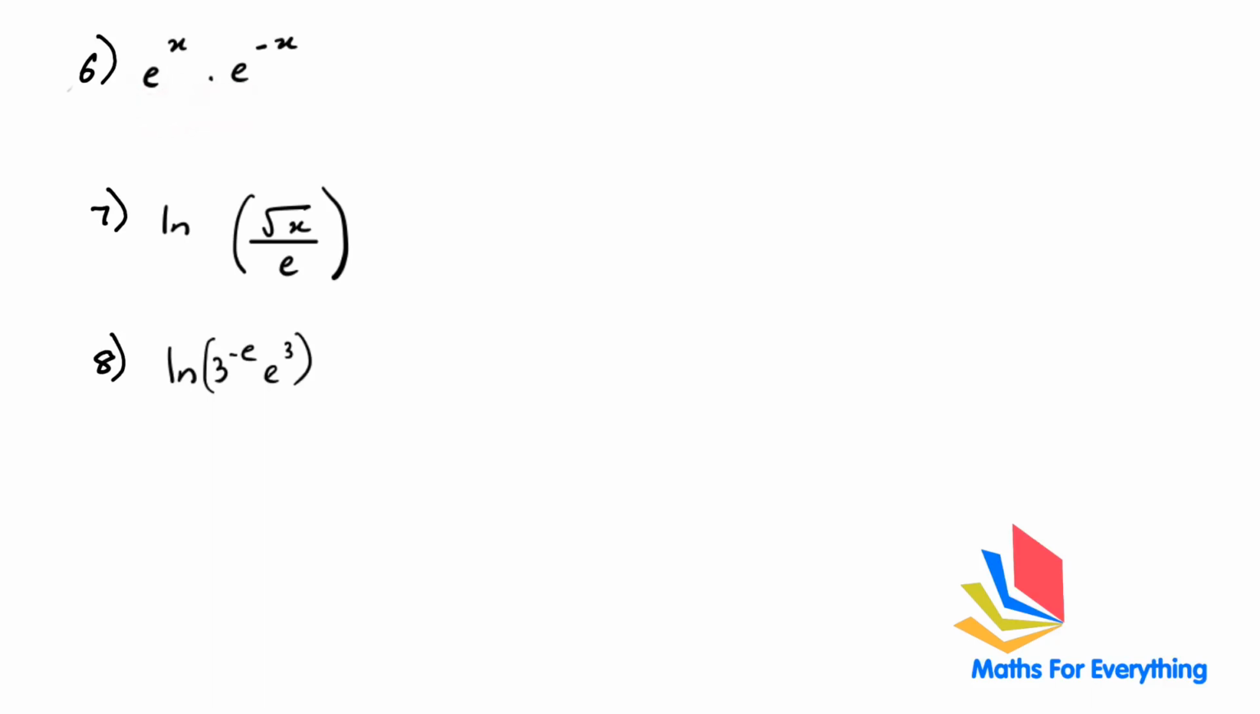Here we have multiply. In e, if there's a multiply, we add the powers. So e to the power of x plus minus x. We don't need to write the minus, but still plus. So x minus x is 0. Anything to the power of 0 is 1.